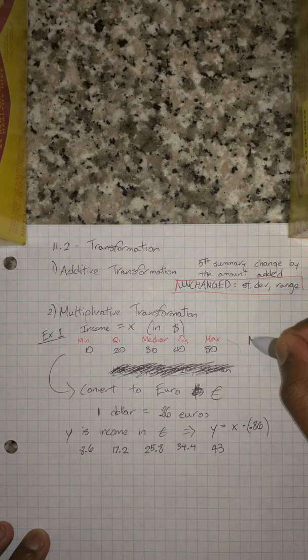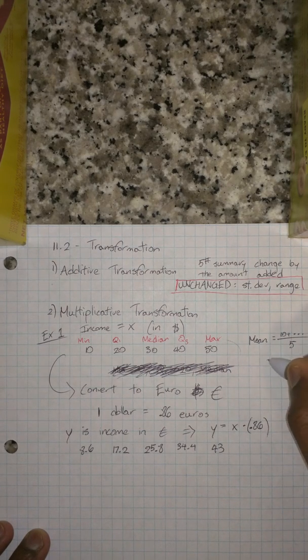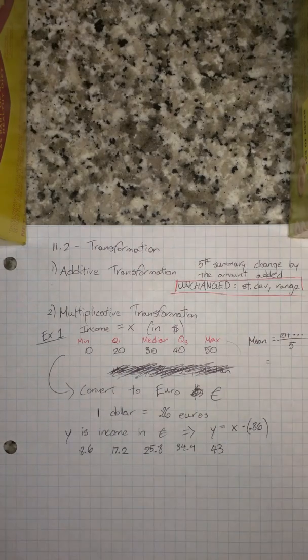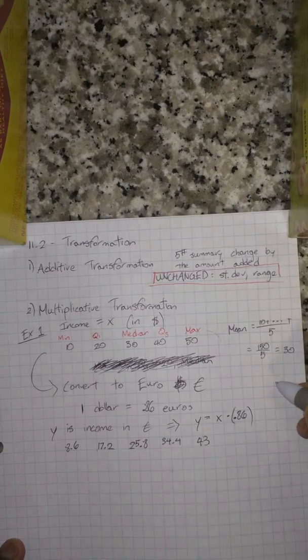Our mean, right, is going to be the sum of all these over 5, okay? So that's going to give me 150 over 5, which in fact equals 30. All right, so that's 30.